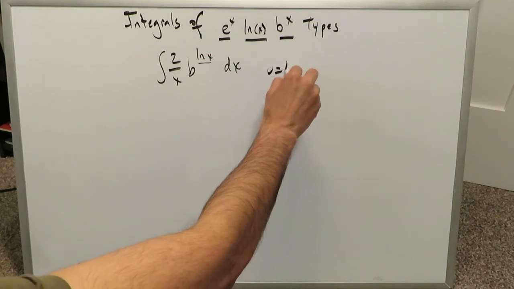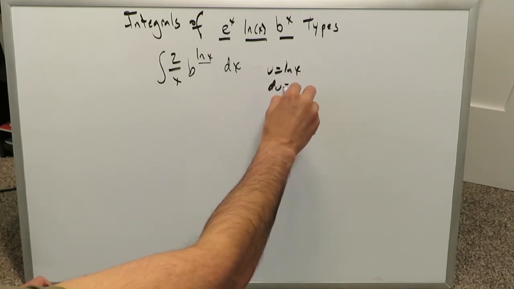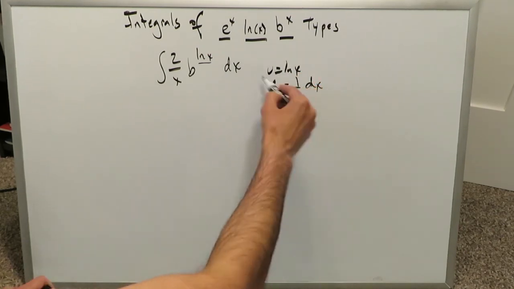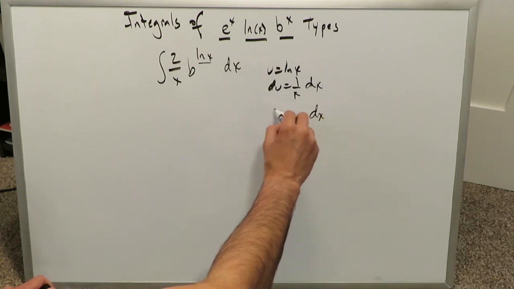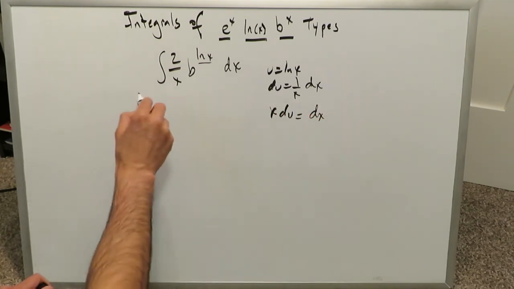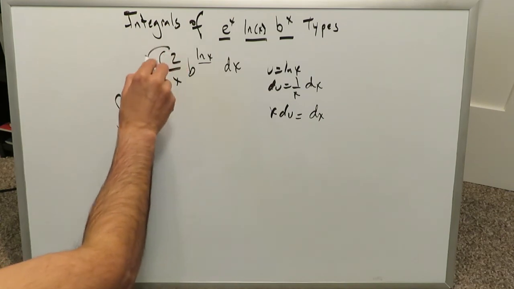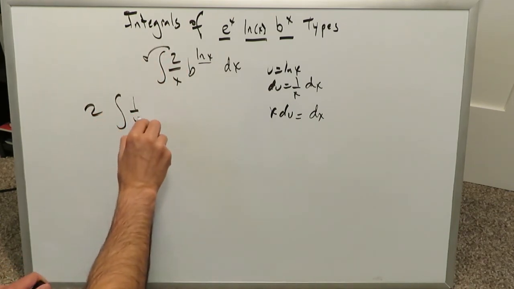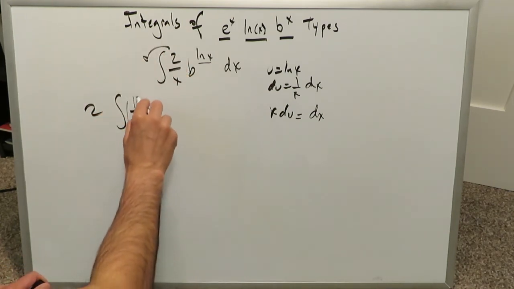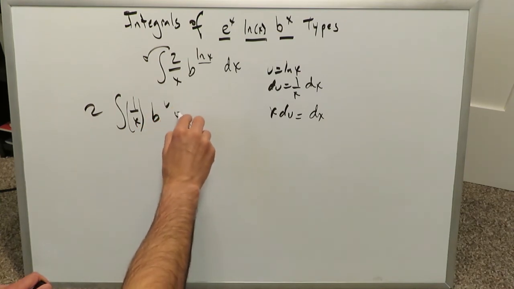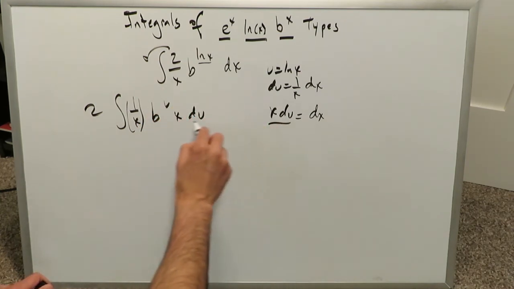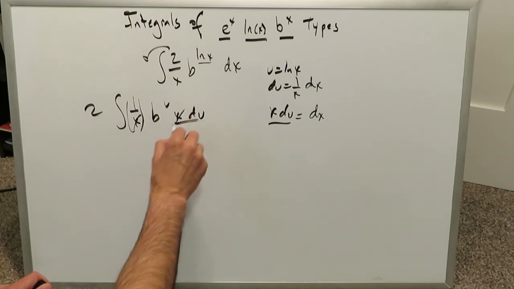If u is equal to ln x, du is equal to 1 over x dx, the derivative of ln x, and dx is equal to x du. Let's come over here, bring this 2 out. We have a 2, we have a 1 over x, this 1 over x. We have b to the u, and then we have x du, which is right over here. I'm bringing it right here. This x and this x cancel out.